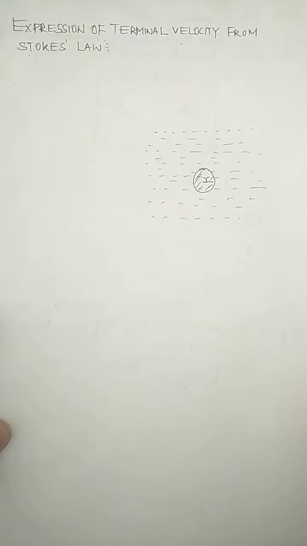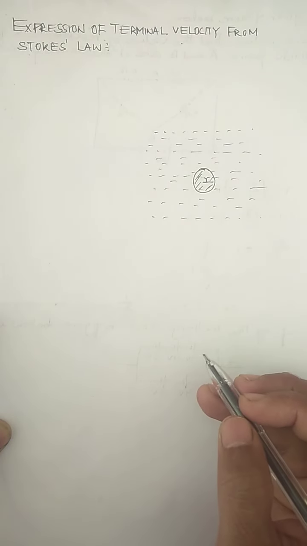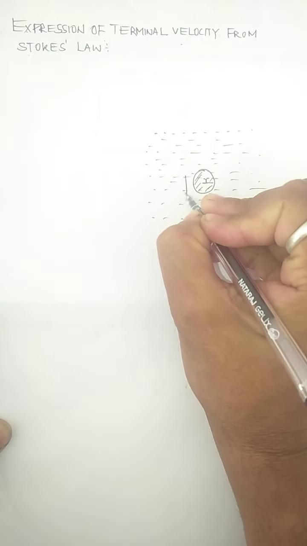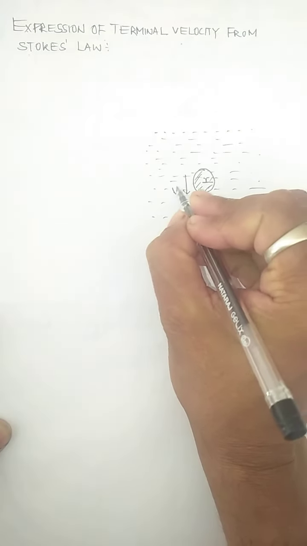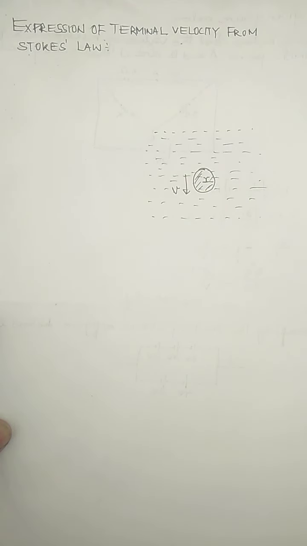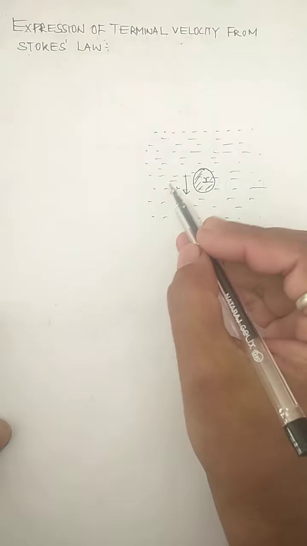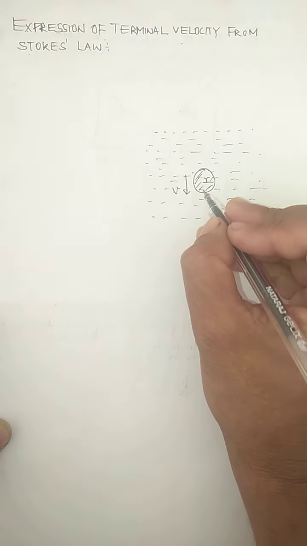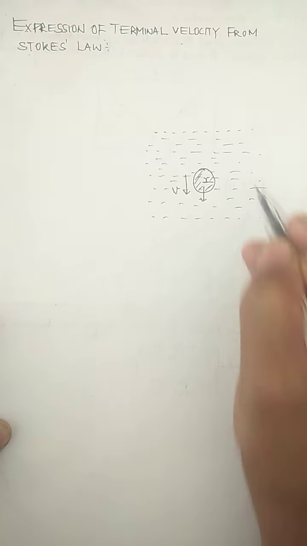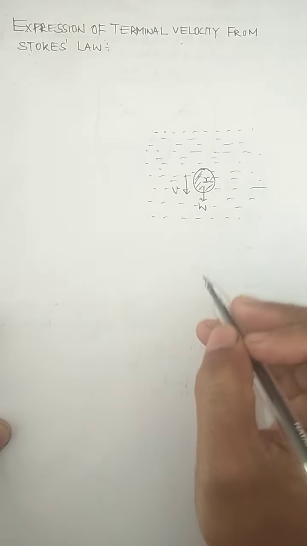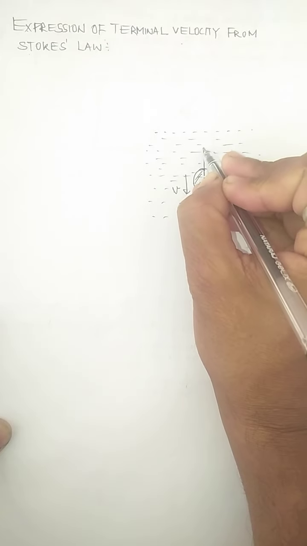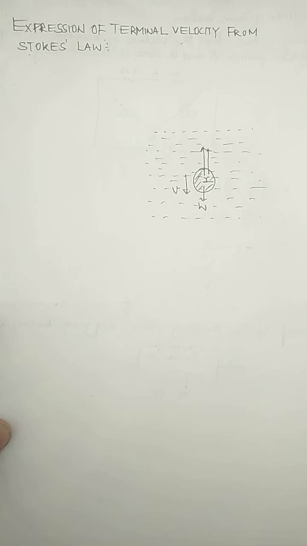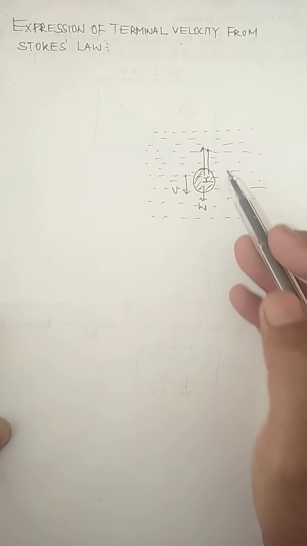That terminal velocity expression we are going to derive. Now I consider this is the stage where the ball is falling down with a constant velocity in the downward direction, and that constant velocity is v. So v is the constant velocity, and this is called terminal velocity. As I said, when the ball falls down, the weight acts vertically downward, but other than weight, there are the upthrust and the viscous force which act vertically upward.